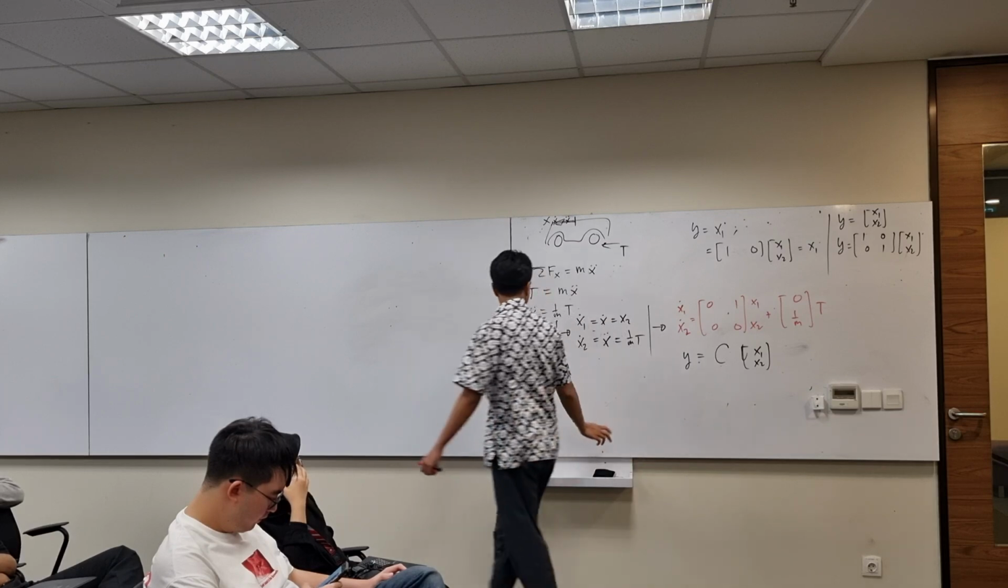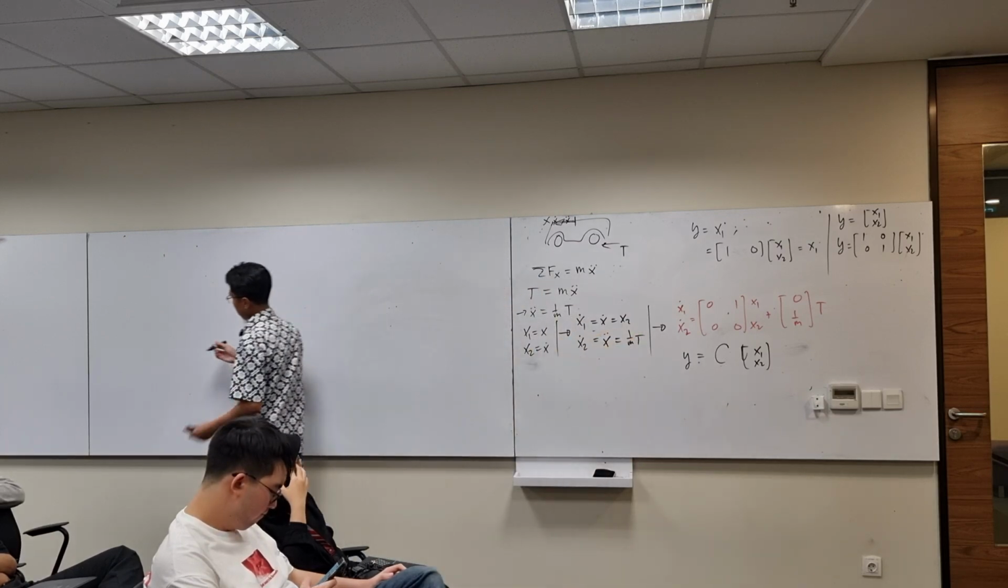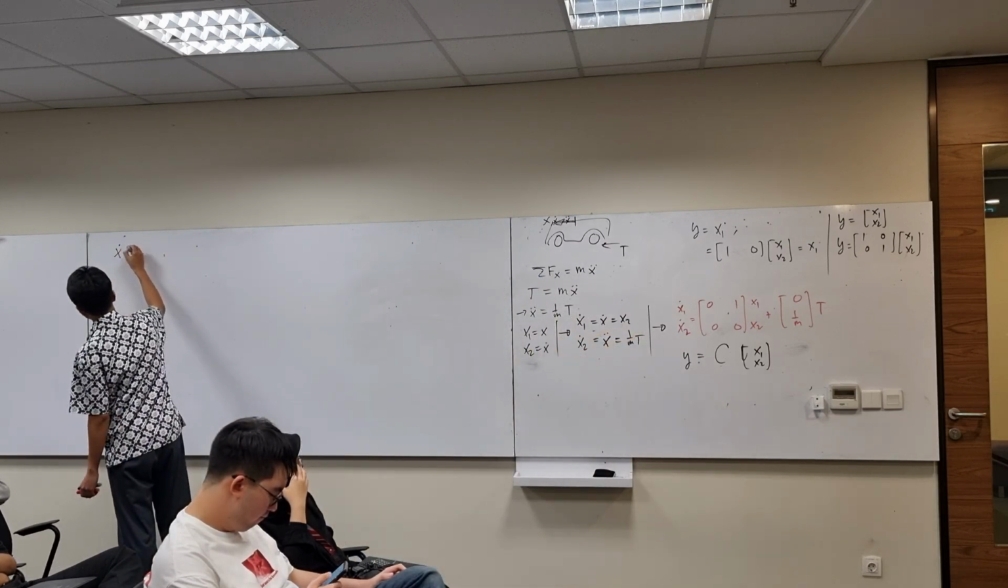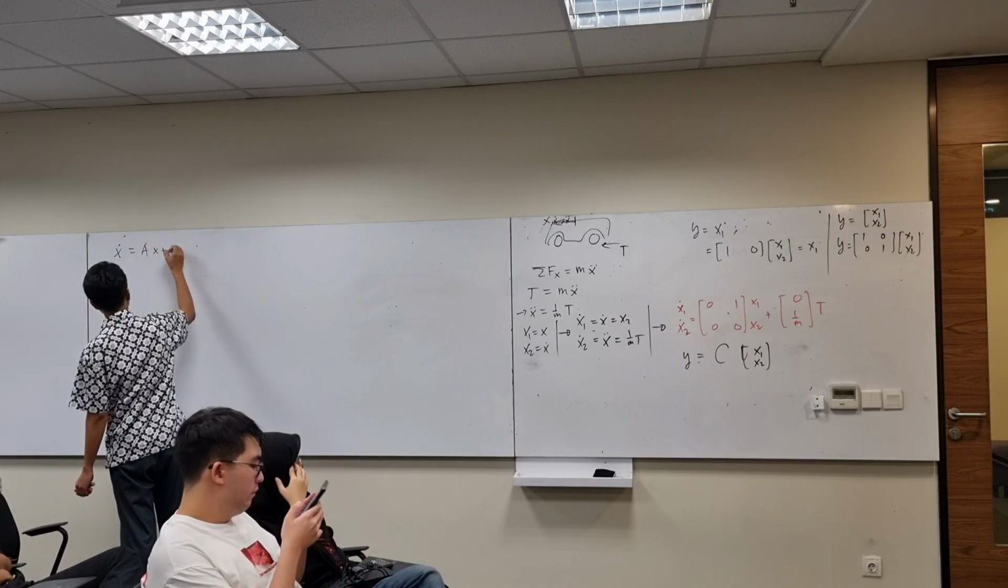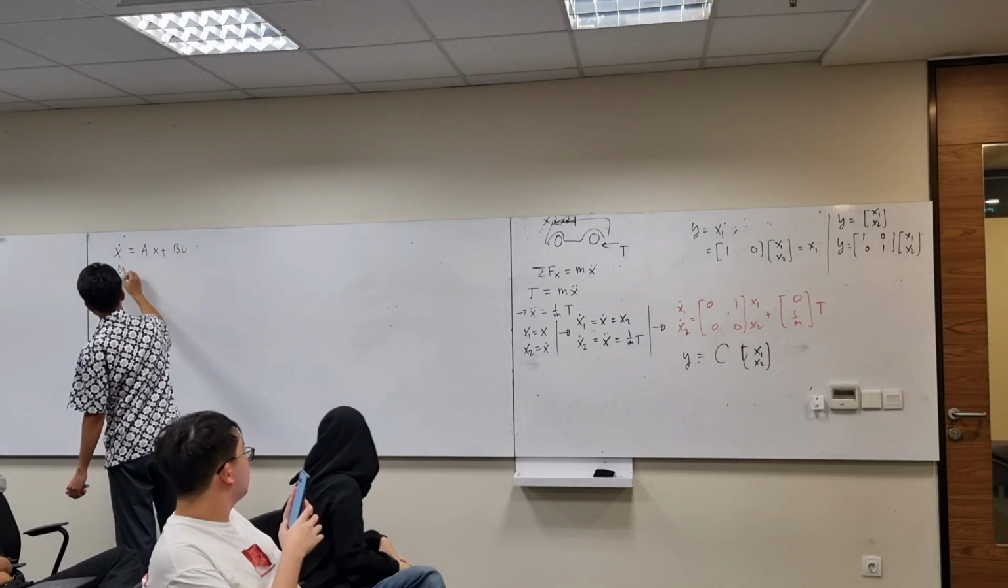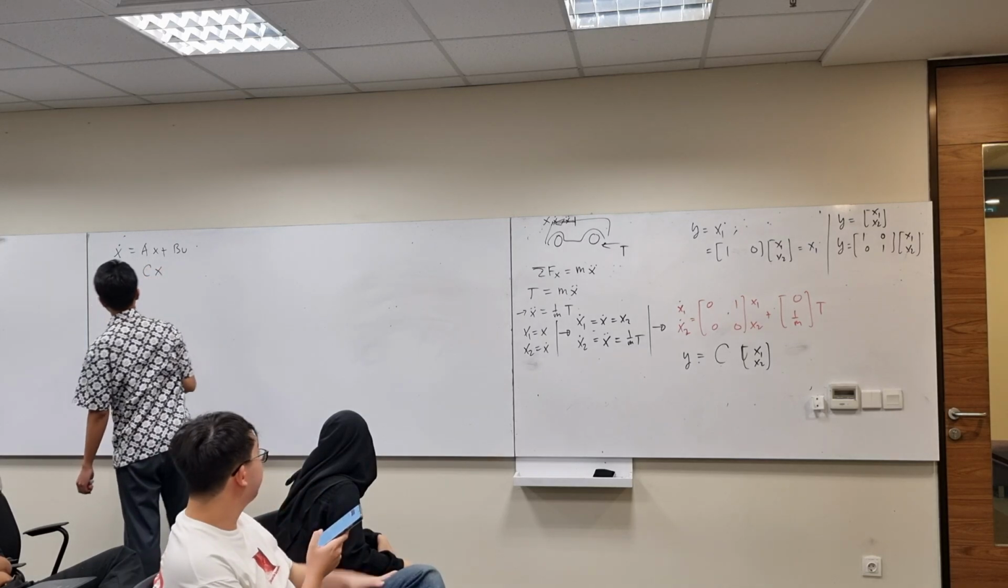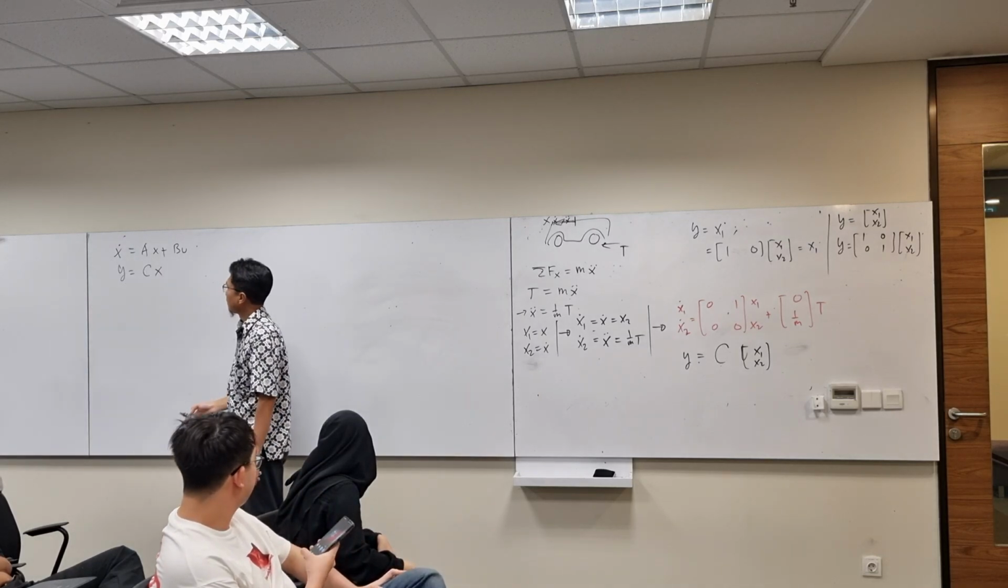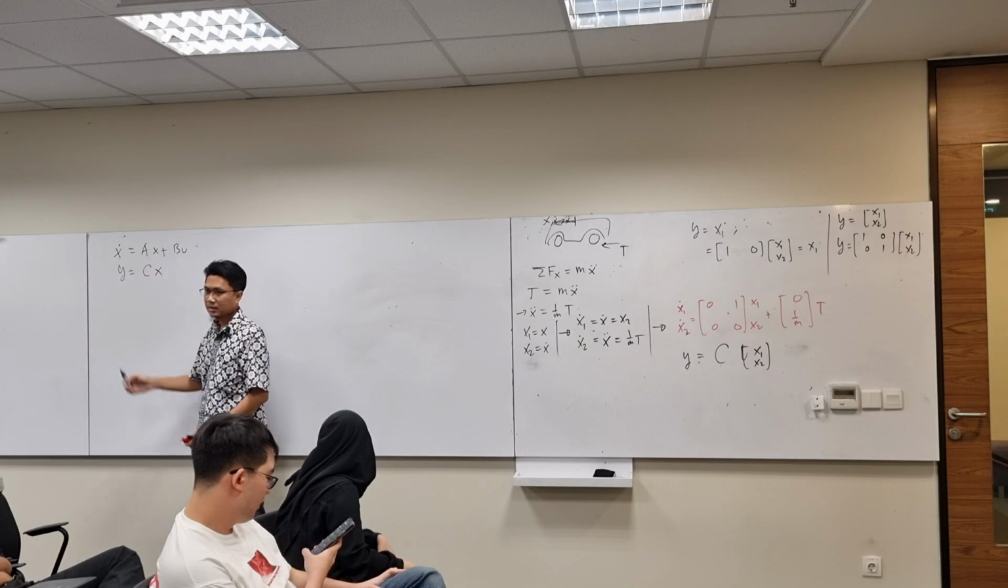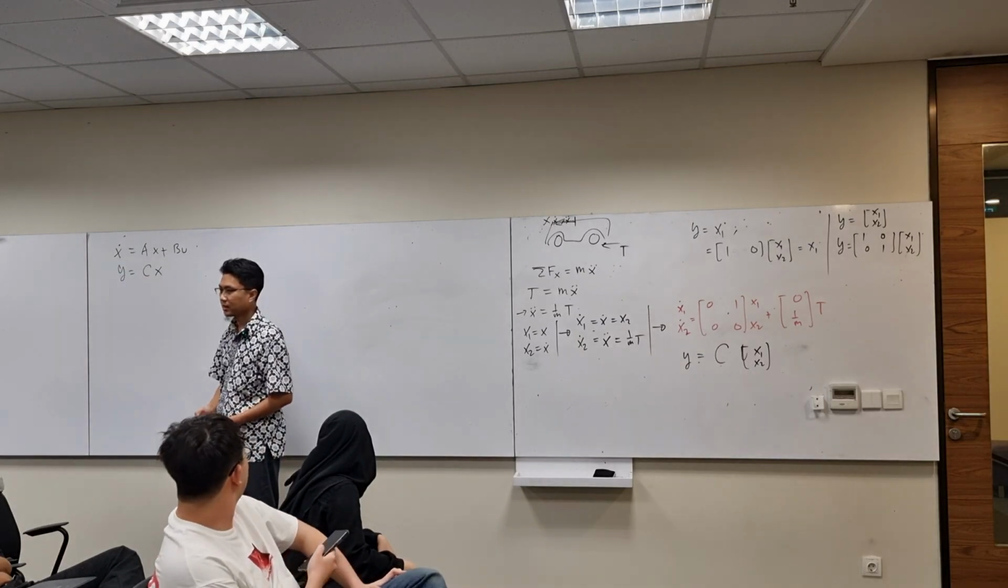So when we write down a state space equation, we normally write it like this. The x here is generally a vector, not a scalar.